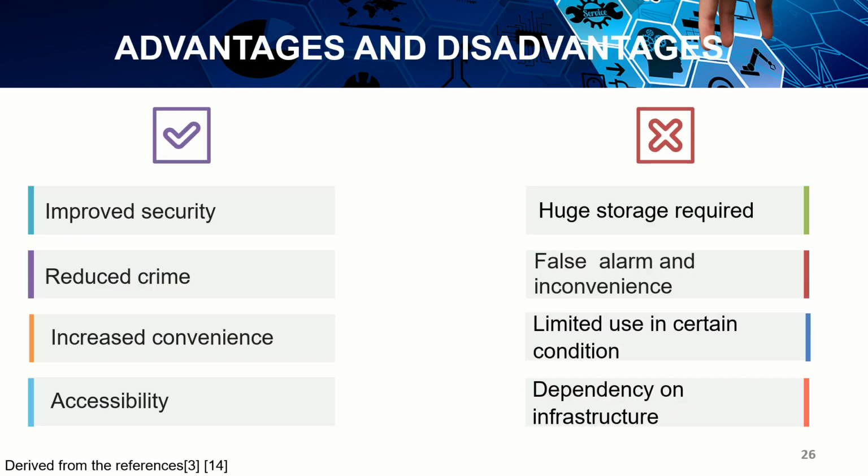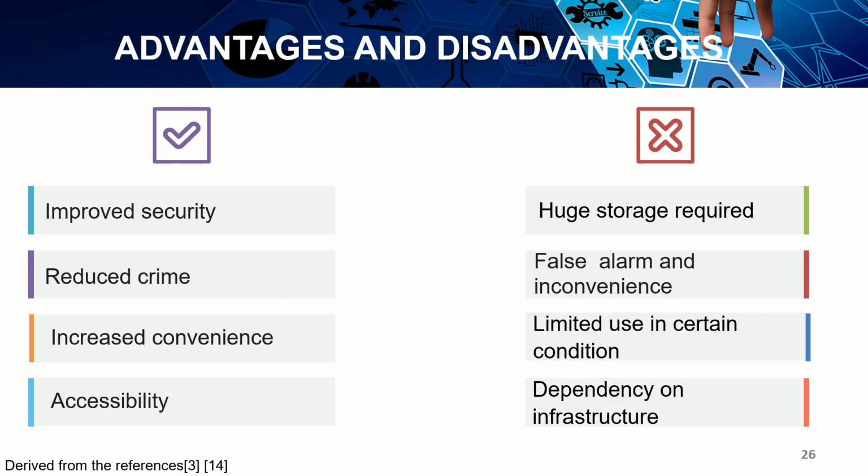These are the advantages and disadvantages. Advantages are improved security, reduced crime, increased convenience, and accessibility. It is more convenient to use this technology, and it can also help reduce crime by being used for law enforcement, such as identifying the culprit, etc. Disadvantages are the huge storage required for the database of faces, and false alarms and inconvenience.